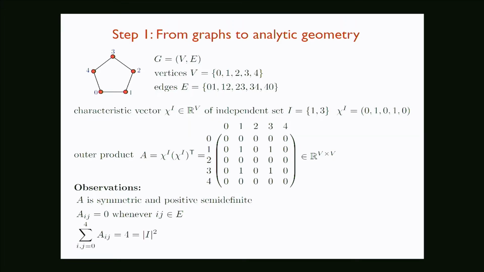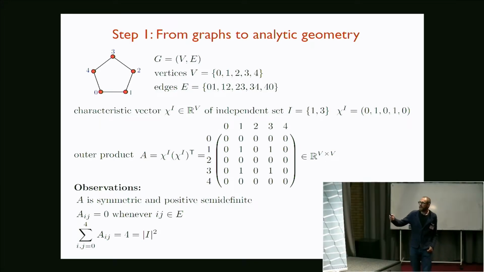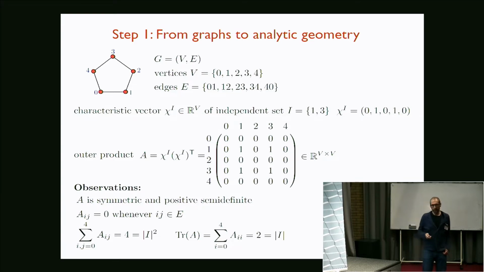The next nice property is that if I sum up all the entries of this matrix, I get a 4, 4 times the 1. And that's exactly the number of points in the independent set, squared. This also works, of course, for other characteristic vectors. Next, we look at the trace of the matrix, the sum of the diagonal entries. The sum of the diagonal entries is equal to 2, 1 plus 1, which is also, in the general case, the number of vertices in an independent set.